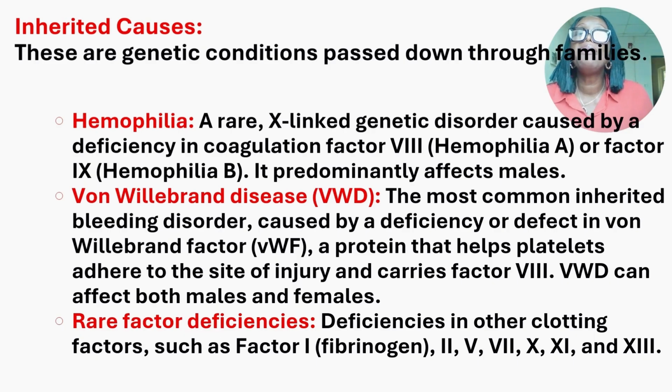Okay, and we have the second bleeding disorder that is also inherited: von Willebrand disease. Von Willebrand disease is the most common inherited bleeding disorder, caused by a deficiency or defect in von Willebrand factor. Remember that when we treated primary hemostasis, we said that von Willebrand factor is a very crucial protein in primary hemostasis, and even in secondary hemostasis, because it is the factor that helps platelet adhesion.